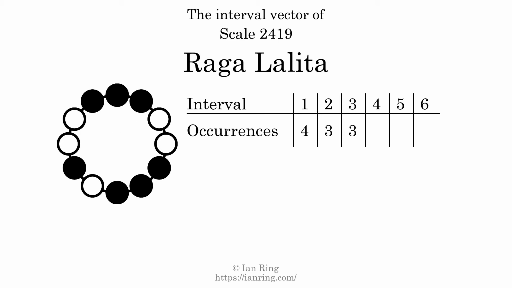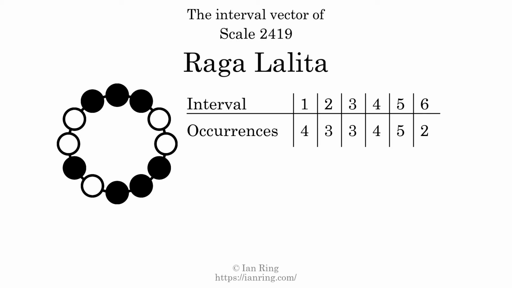There are 3 intervals with a size of 3 semitones. They are here, here, and here. There are 4 intervals with a size of 4 semitones. They are here, here, here, and here. There are 5 intervals with a size of 5 semitones. They are here, here, here, here, and here.